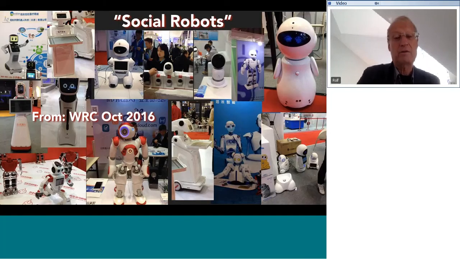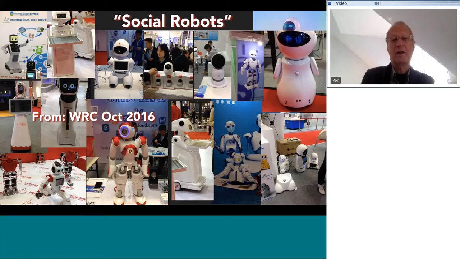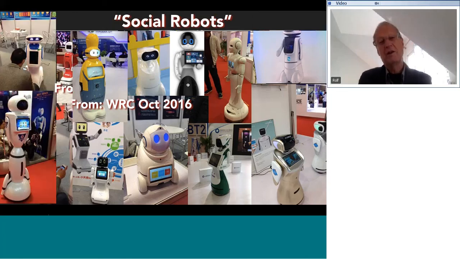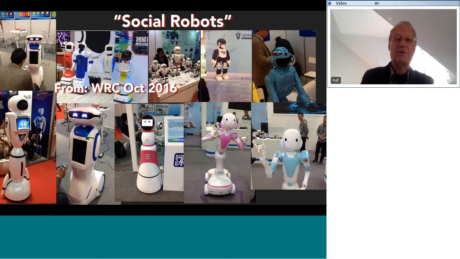And then I went to the World Robot Conference in Beijing in 2016 and went through the exhibition and took random pictures. These are all from different companies. Social robots, they all have about the same functionality. They all also look about the same. More pictures from the same exhibition, they look the same and have the same functionality.